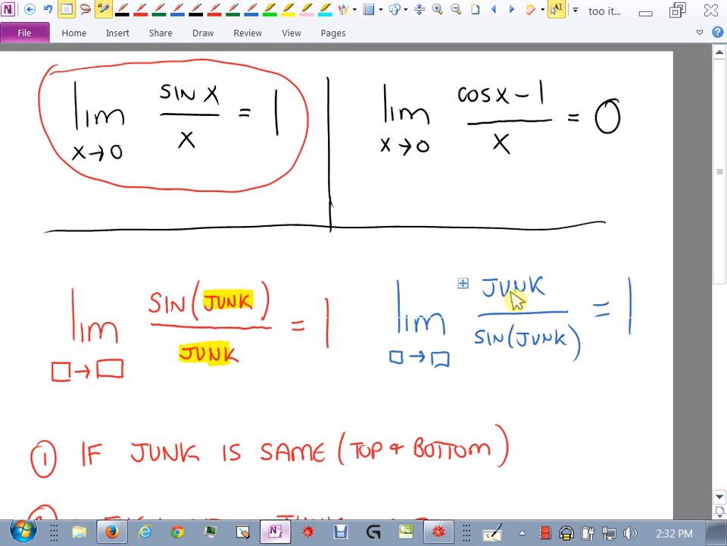It's really because this right here is just the reciprocal of this. And if the answer to this is 1, then the answer to this is the reciprocal of 1, which is 1. So you get the same result. But let's get back to this.